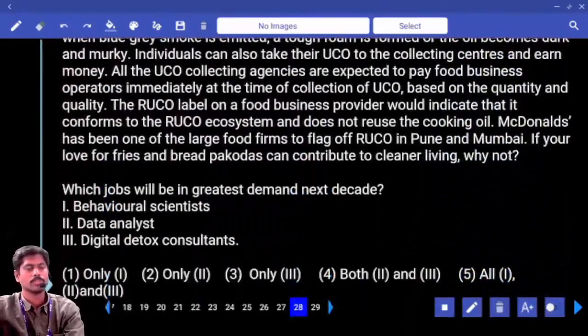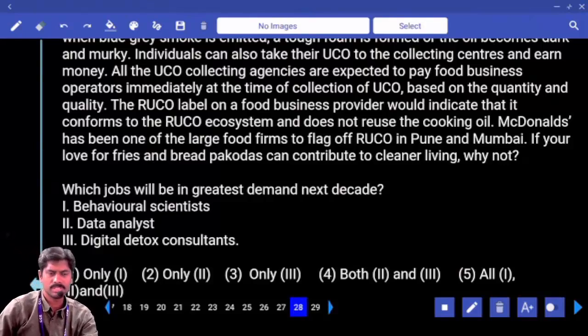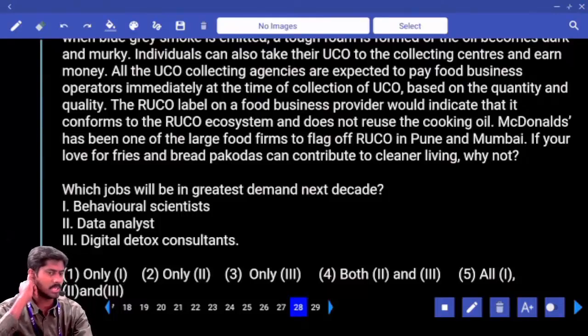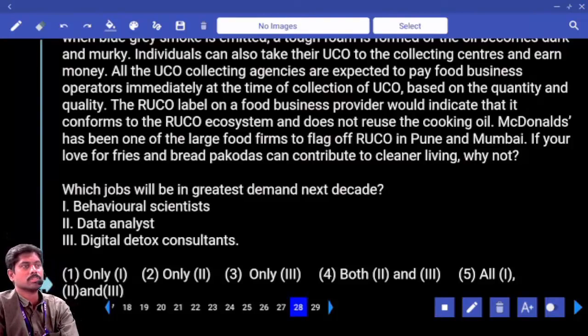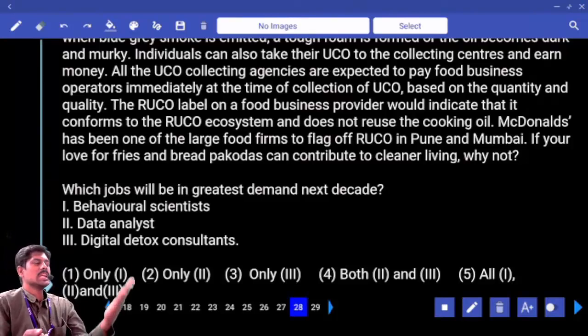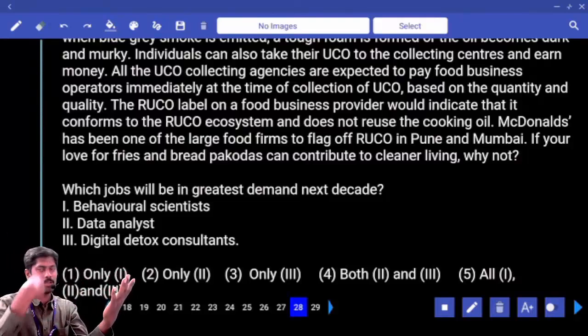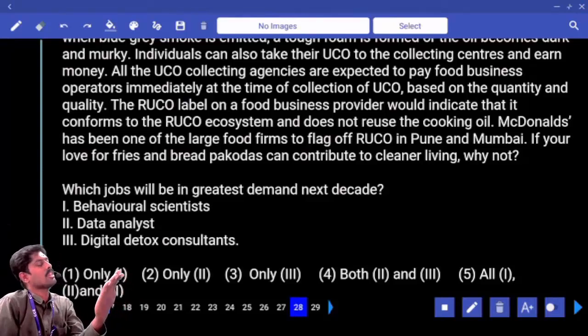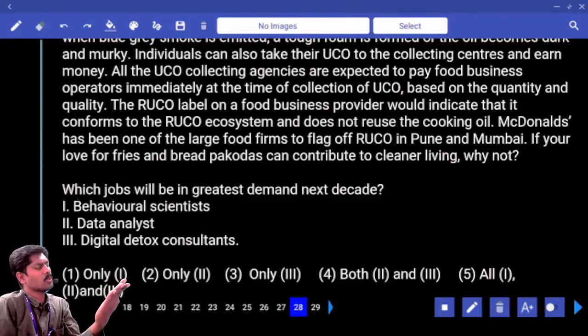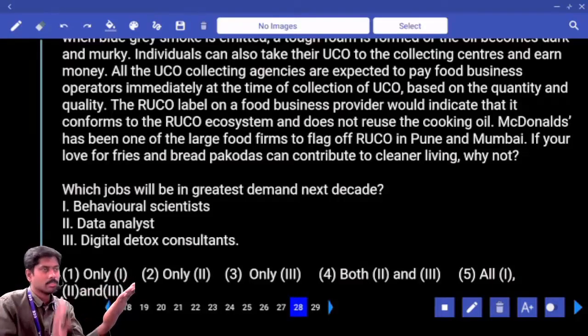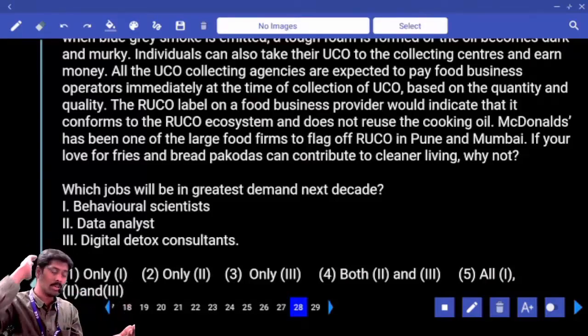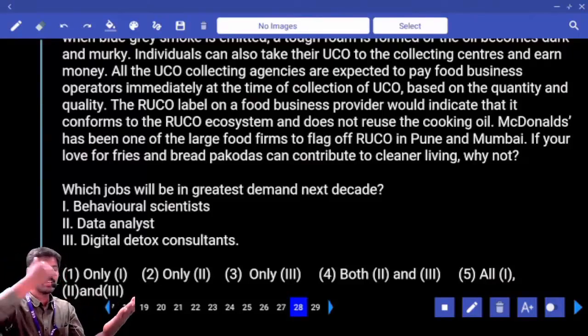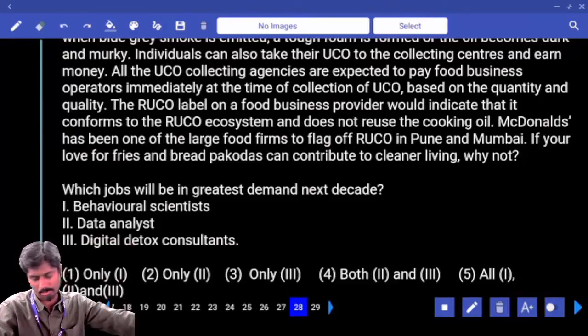Question is what? Which jobs will be in greatest demand next decade? One is digital detox consultants. Food detox. Digital detox, do you know digital detox? By using digital devices, a lot of toxicity is happening. Do you know toxic means poison? Poison means not snake poison. When you look at phones all the time, watching WhatsApp, YouTube, playing Candy Crush, whenever you get time, what happens? Slowly, toxins are happening in your brain. Digital detoxification means throwing your cell phone into a tank bund.